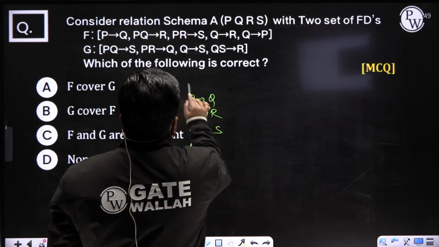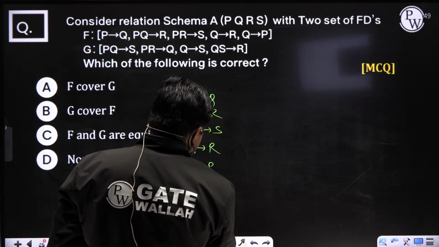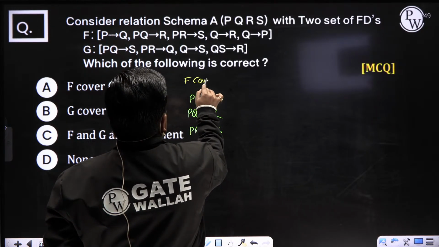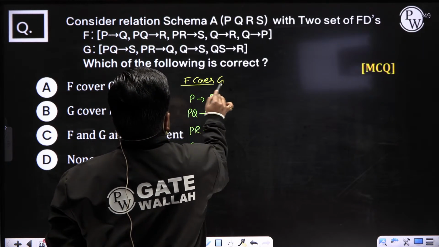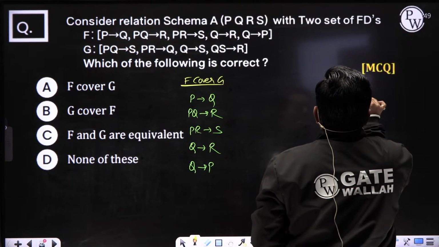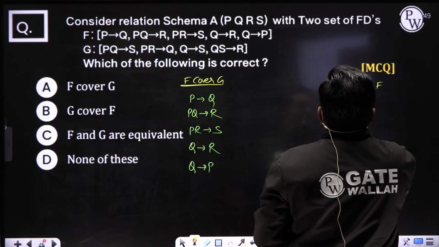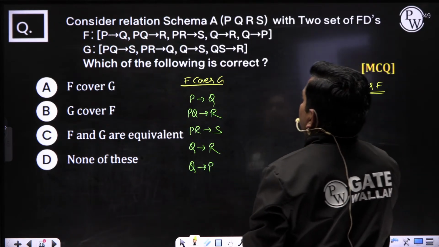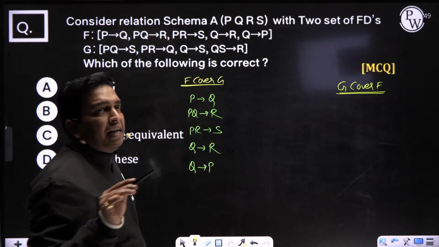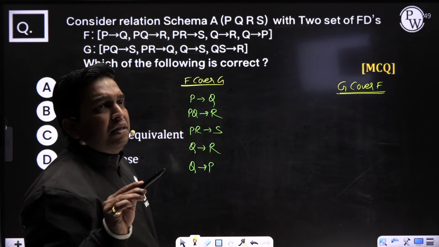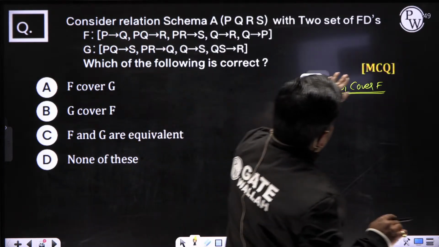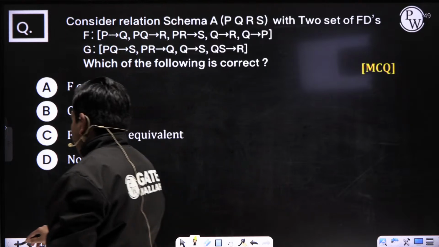First of all, we have to check F covers G, and second, we have to check G covers F. How do we write? Write it down. Clear? Tell me what is the correct answer, each and everyone. First of all, I will explain the concept also. F covers G means what and G covers F means what?